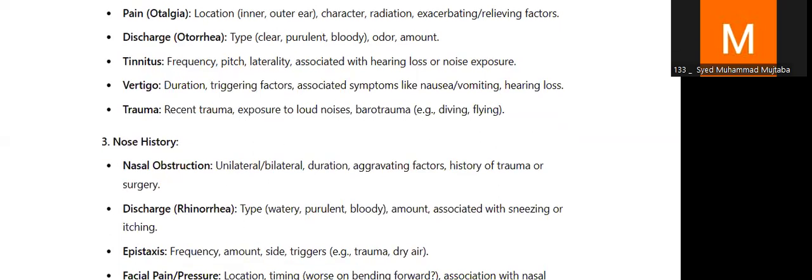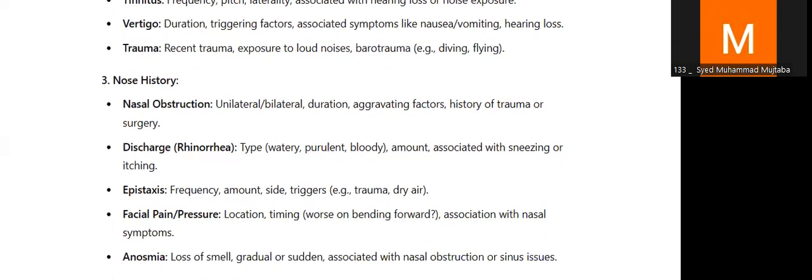Now, in the nose questions, we need to know whether there is unilateral or bilateral nasal obstruction. Is there any history of trauma? Is there any nosebleed? Is there any discharge, which is watery or purulent? For example, watery discharge is predominant in, say, CSF rhinorrhea, whereas purulent discharge is common in other obstructive diseases of the nose. Another clinical symptom is facial pain and anosmia, which means loss of smell.